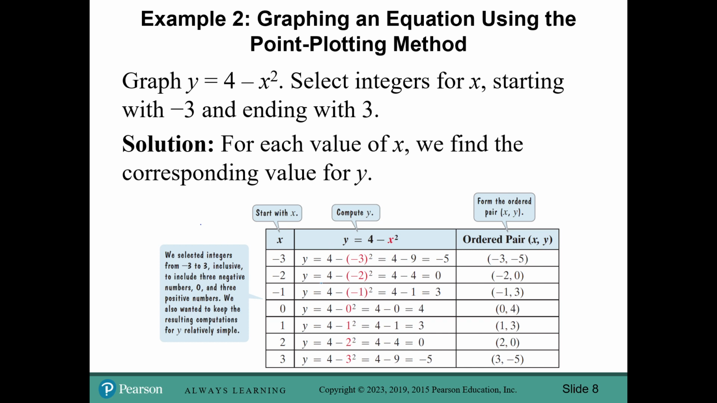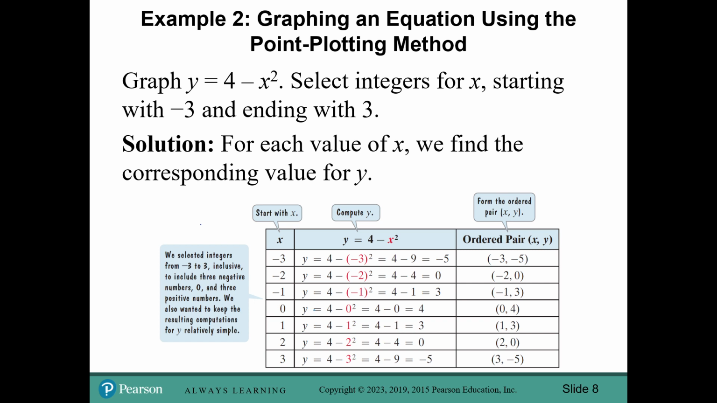We move on, -2. So we plug -2 in for x. We've got 4 minus (-2) squared equals 4 minus 4 equals 0. So now we have the coordinate point -2, 0. For -1, I have y equals 4 minus (-1) squared equals 4 minus 1, which is the same as 3. So our coordinate point here is -1, comma 3.